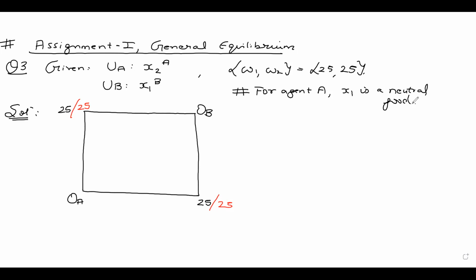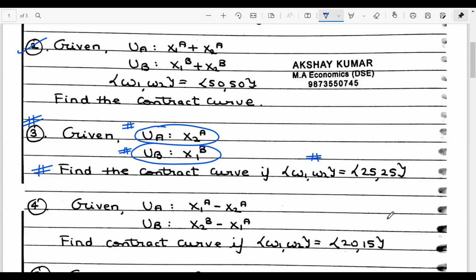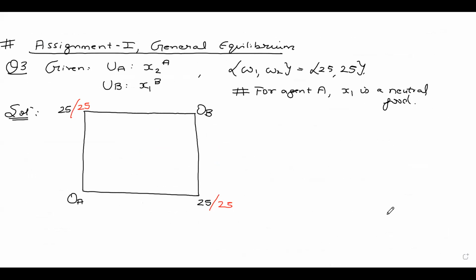Let me come to the assignment just to check whether I have taken the correct utility functions. Okay, so yes, for agent A, it's X2A. For agent B, it is X1B. Let me come back to the whiteboard. So for agent A, X1 is a neutral good, and for agent B, X2 is a neutral good.